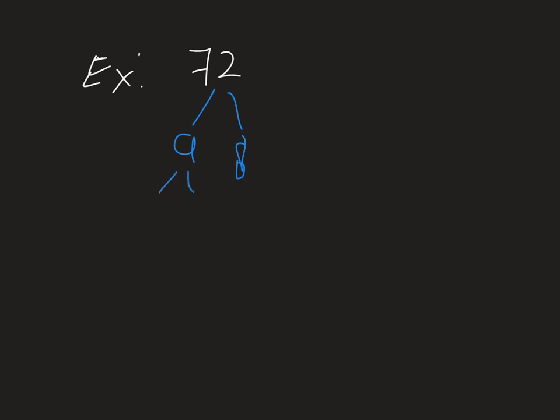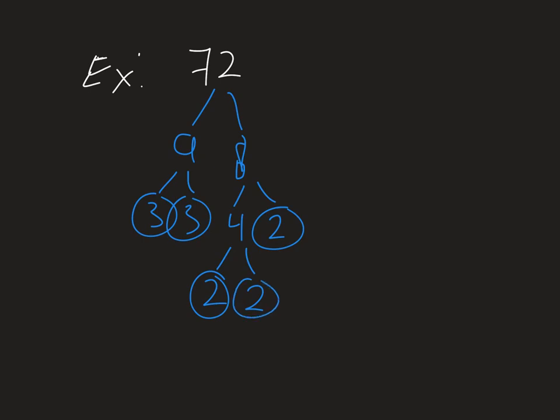So I'm going to look at 9. 9's not prime. What goes into 9? Well, 3, 3. Both those are prime. Sweet. I'm going to circle them. Okay? 8 is divisible by 4 and 2. 2 is prime. 4 is not. I'm going to keep going with 4. What goes into 4? 2 and 2. Circle those. So 72 can be written as 3 squared times 2 cubed.